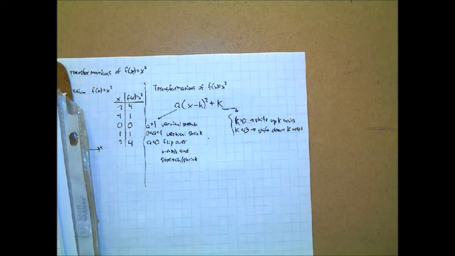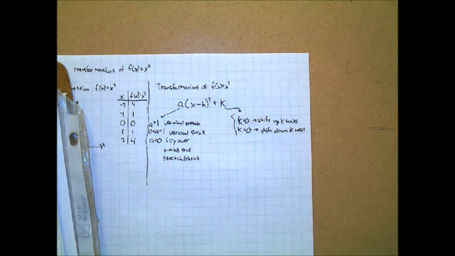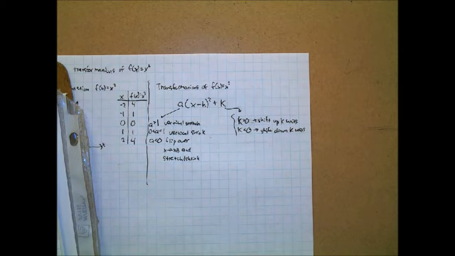Okay, and then the same thing is true if A is less than 0. If A is like negative 1/2 or negative 1/3, so if A is between negative 1 and 0, it flips and it's a vertical shrink. And if A is less than negative 1, like negative 2, negative 3, negative 4, stuff like that, then it'll be a vertical stretch, but not the flip.